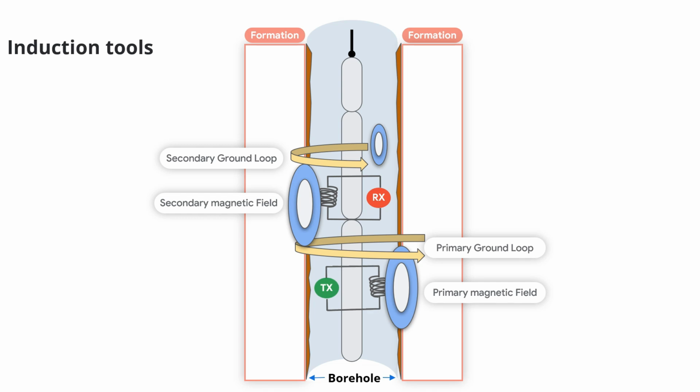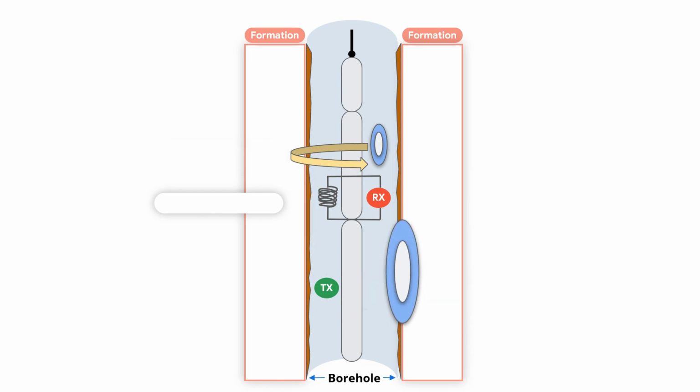When a current flows through the transmitter coil, the Tx shown in green, it creates a primary magnetic field. This magnetic field induces a current, or primary ground loop, in the surrounding rock formation. This primary ground loop generates a secondary magnetic field, which then induces a voltage in the receiver coil, Rx, shown in red. This voltage, known as the R signal, is important because it is related to the formation's conductivity, and by knowing the formation's conductivity, we can calculate its resistivity, which is just the inverse.